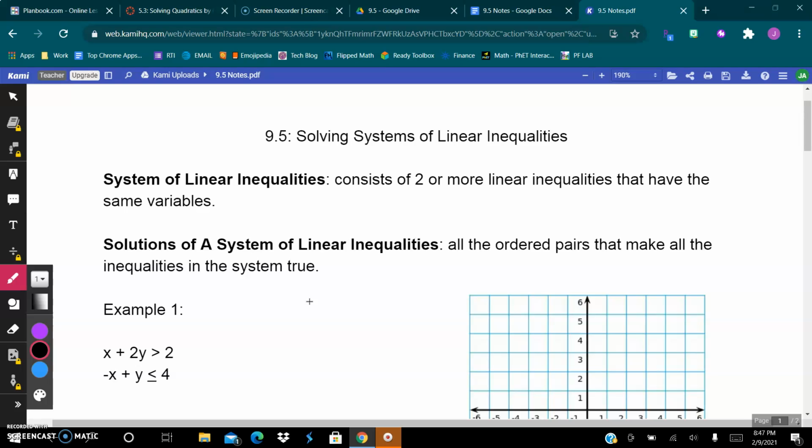We have already learned how to shade a linear inequality. When you were just given one, you learned how to put it onto the coordinate plane, but now we're going to put two of them on the same coordinate plane. That is a system of linear inequalities. It has two or more linear inequalities, and in Algebra 1, we're just going to look at two for right now. The solutions of a system are all of the ordered pairs that make both inequalities true.